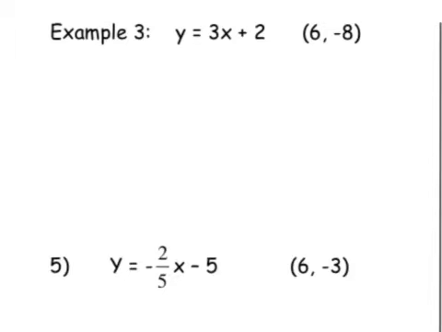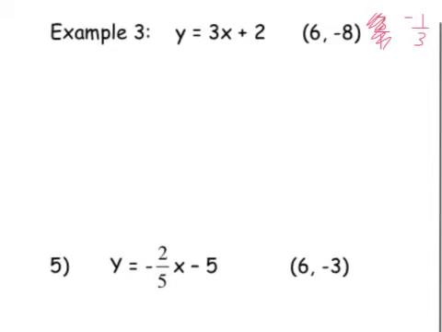So the key word was perpendicular. So perpendicular, I need to automatically think opposite reciprocal, or flip and change is another way that can be said. So we're going to take the slope, which is 3, and flip it and change it to make a perpendicular line. The slope is 3 over 1, and we want to flip it. So we're going to make it 1/3, and then change it to a negative. So our new slope for a perpendicular line is going to be negative 1/3.